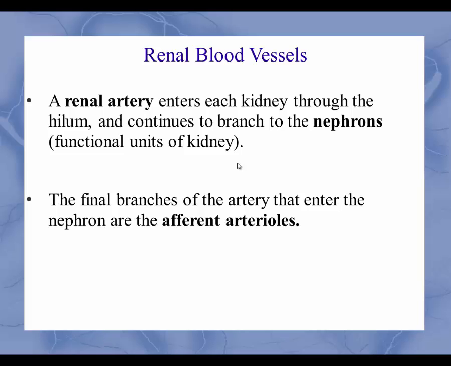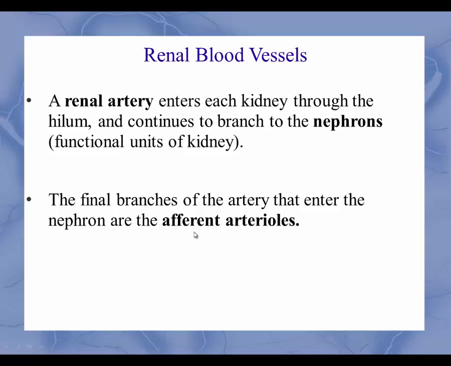All right, we'll talk about the blood vessels. The renal artery is the vessel that will enter each kidney and will branch smaller and smaller and smaller until you get down to the functional unit of the kidney called the nephron. This is where all the work gets done. And the final branches of this renal artery that lead into the nephron are called the afferent arterioles.